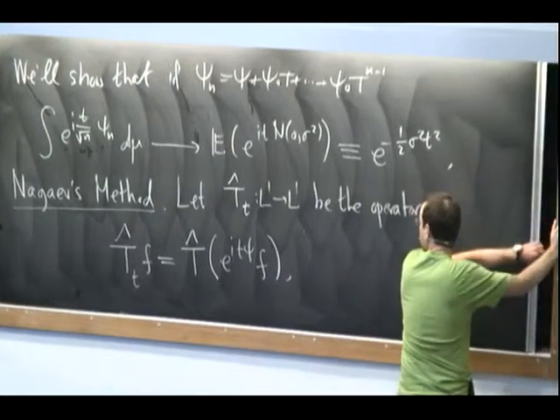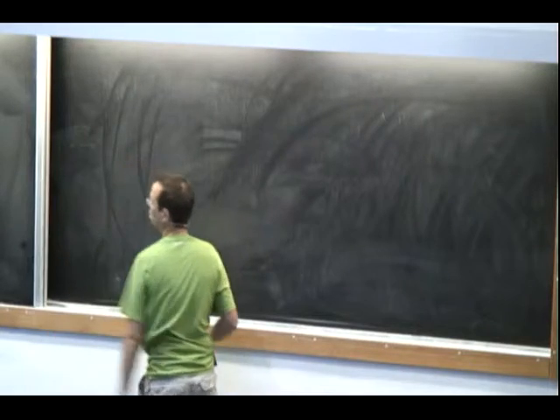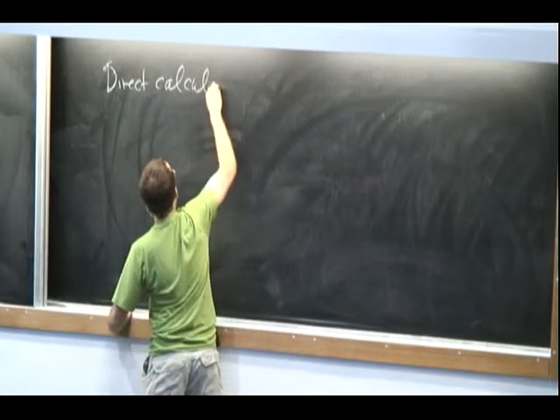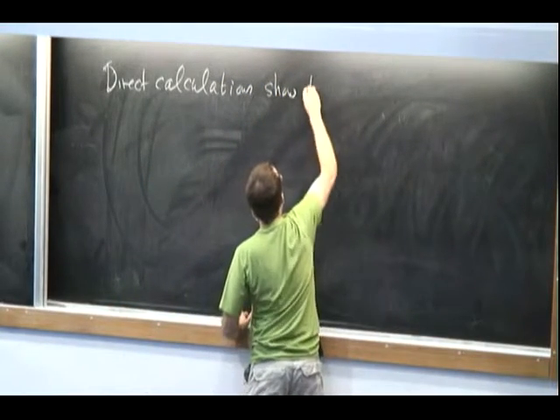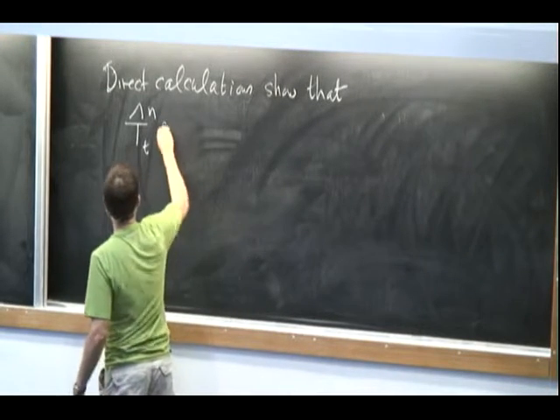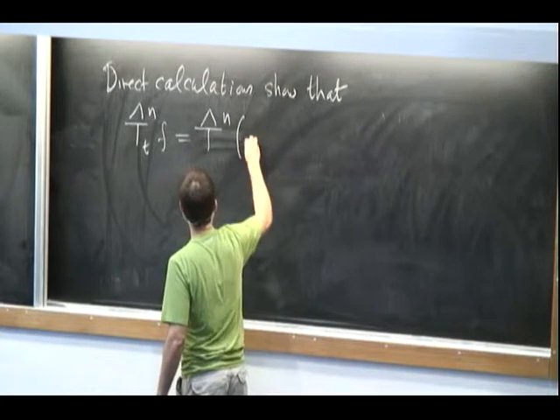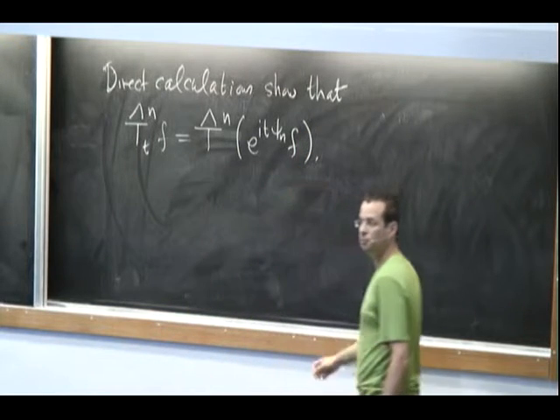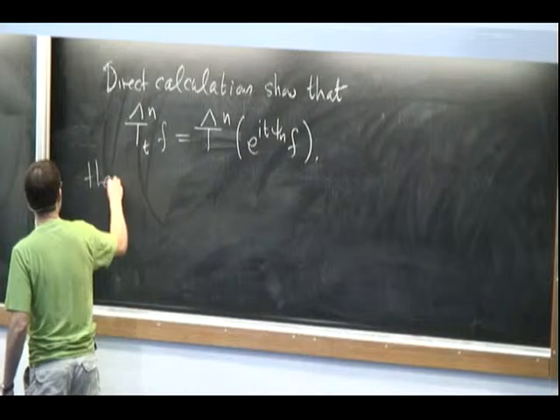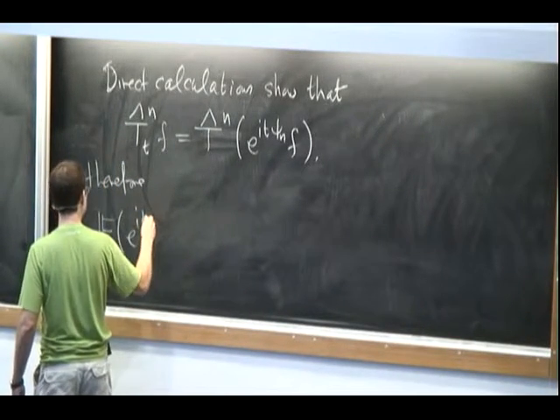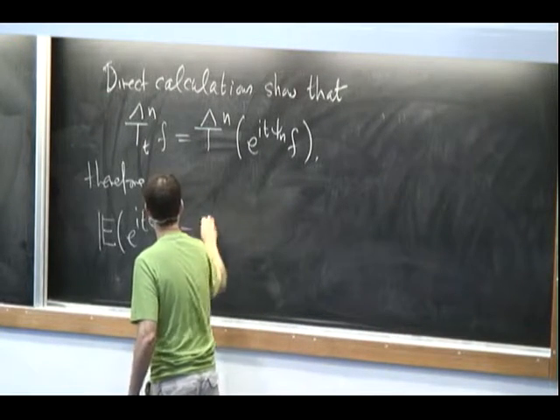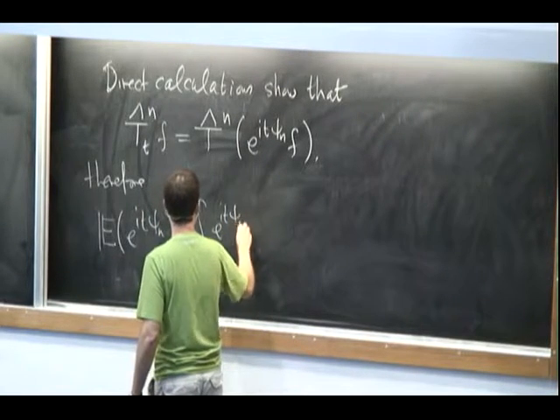Okay? So what you can check, by a direct calculation, is that if you iterate this operator, then the result is the transfer operator iterated n times applied to e to the i t psi n times f. So you just calculate and you see that this happens. This is an exercise for you. And therefore e to the i t psi n, the characteristic function that is of interest to us, this is the integral of e to the i t psi n d mu.